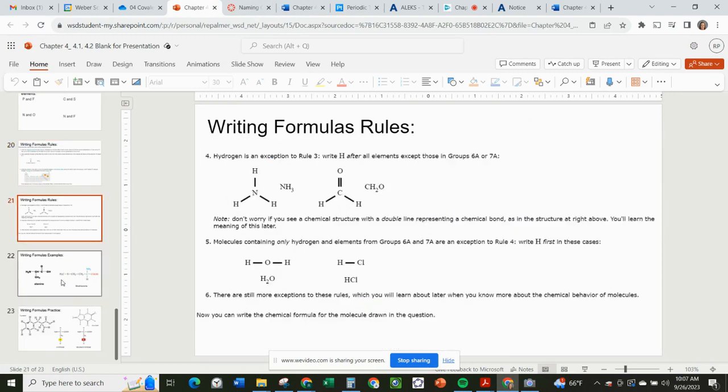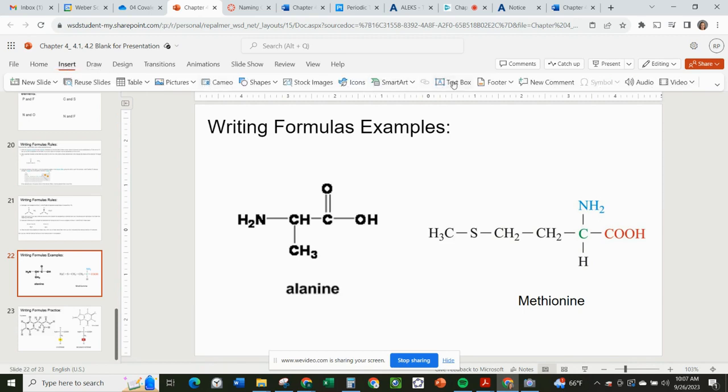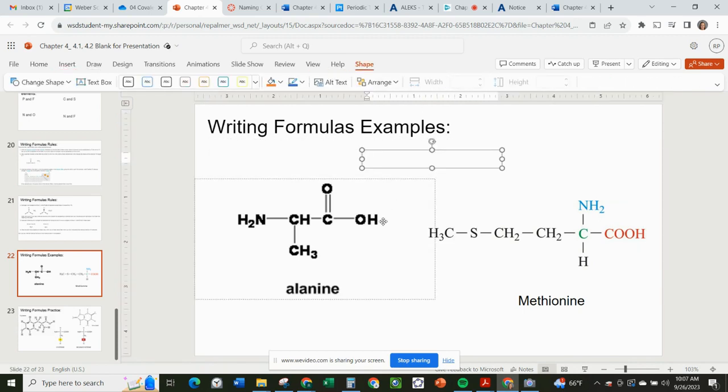Okay, so let's go back here and we'll practice. This one is alanine and methionine. These are some amino acids. The first thing that I'm going to do is count up. Maybe I'll insert a text box. I'm going to count up how many of each atom there are.